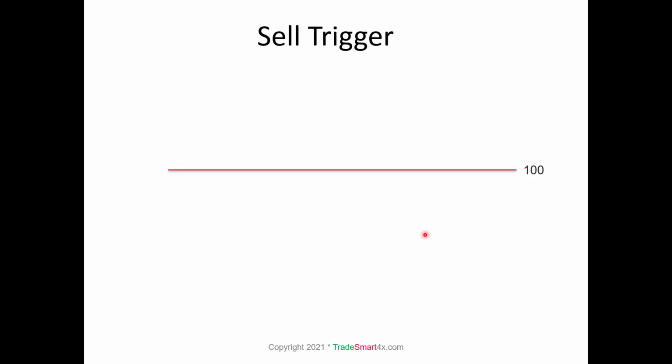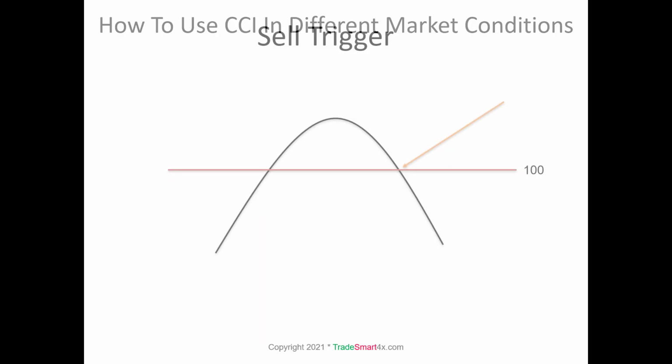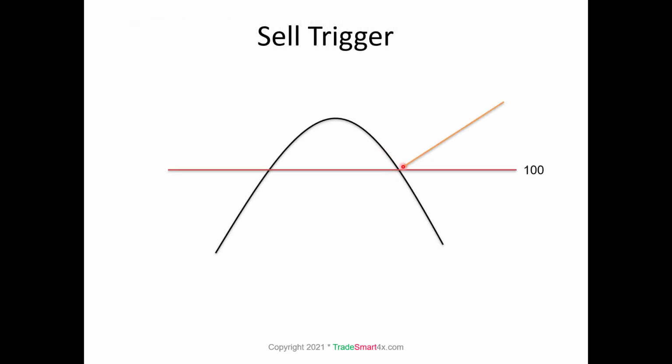So what does a sell trigger look like? Well, the sell trigger is the opposite, and we're looking at the plus 100 level. When the market goes from above plus 100 to below the 100 mark, that sets up a sell signal, a sell trigger.